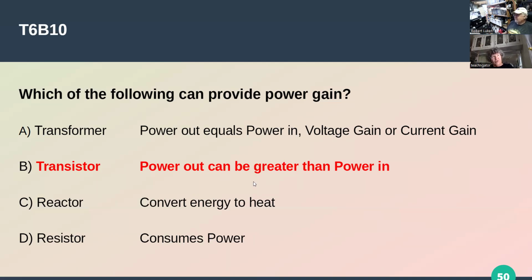Usually less. I'm just thinking the transformer outside my house that was going bad. Yeah, well, they're doing voltage gain. Well, actually, voltage loss, because it's a step-down transformer. It's probably 16,000 volts, and it's dropping it down to 220. Yep. Reactors, I guess, if it's a nuclear reactor, can produce power. Resistors only consume power, so there's no power gain.